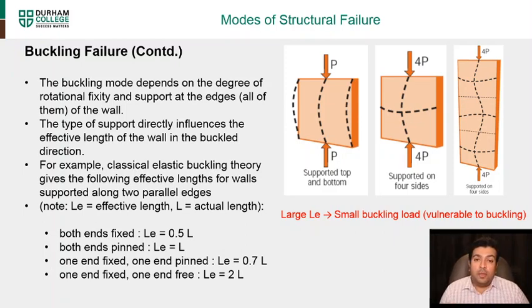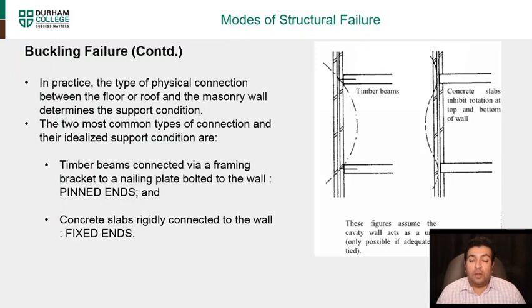Depending on that, you will have buckling failure occur. So the larger your effective length, the smaller your buckling load, so it's vulnerable to buckling. So you have to somehow figure out how to minimize your effective length, either by providing supports or making shorter walls to avoid failure.